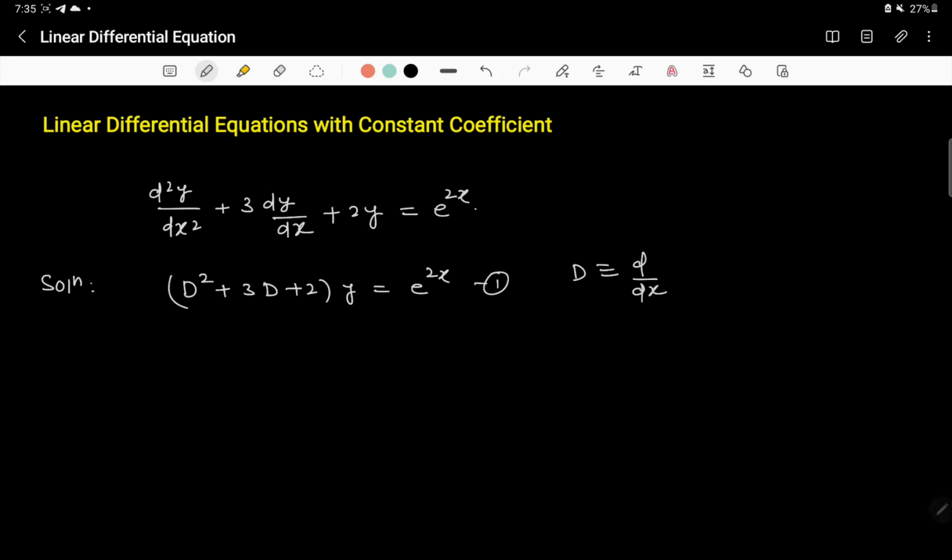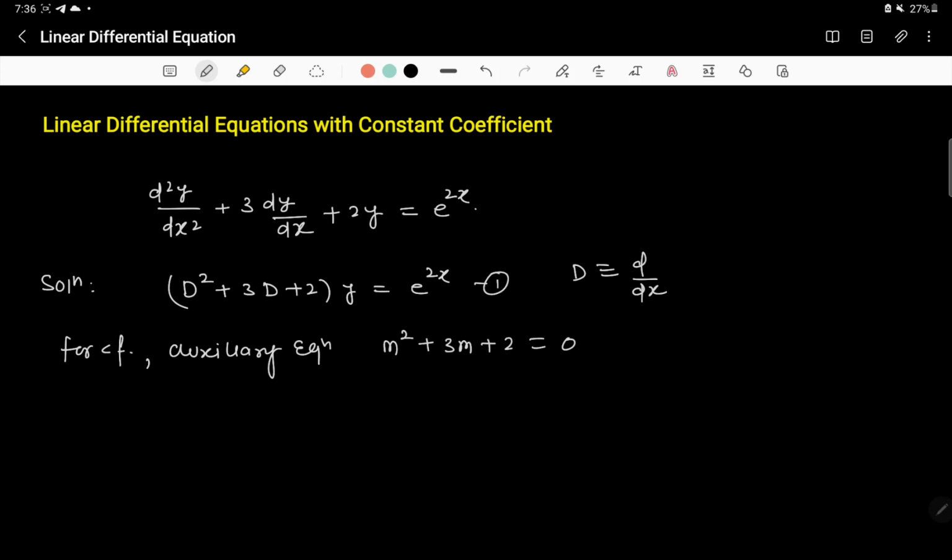So we know that this equation has two parts in its solution. That is, the complete solution contains two parts. First is the complementary function and second is the particular integral. So for CF, the complementary function, the auxiliary equation will be m square plus 3m plus 2 equal to 0.